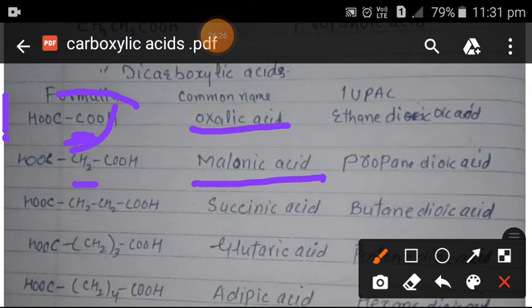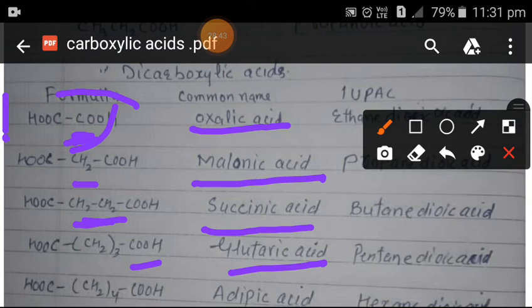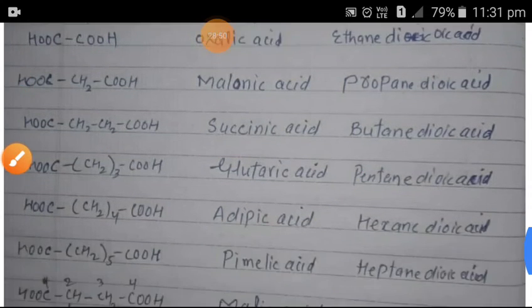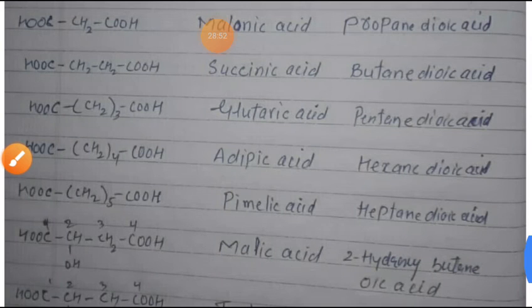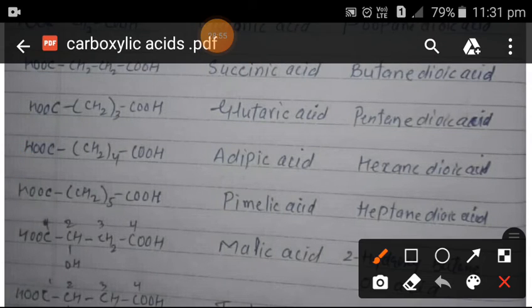After that, there are two methyl groups between the carboxylic acid groups. So this is called succinic acid. Accordingly, there are three methyl groups in between the carboxylic acids. This is called glutaric acid. Similarly, there are four methyl groups between the carboxylic acid groups. This is called adipic acid. Clear? After that, there are five methyl groups between these two terminal carboxylic acid groups. This is called pimelic acid.